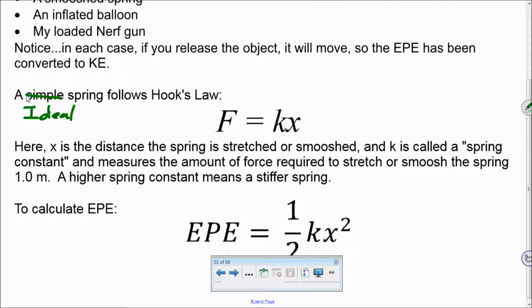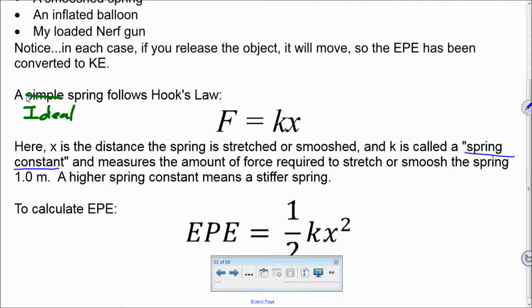So the force exerted by a spring is always going to be equal to some constant, K. I'll talk about what that constant means in a second. It's called the spring constant. We're going to write that. Spring constant is what K is. And then X is the distance that the spring is either stretched or smooshed. Cool?